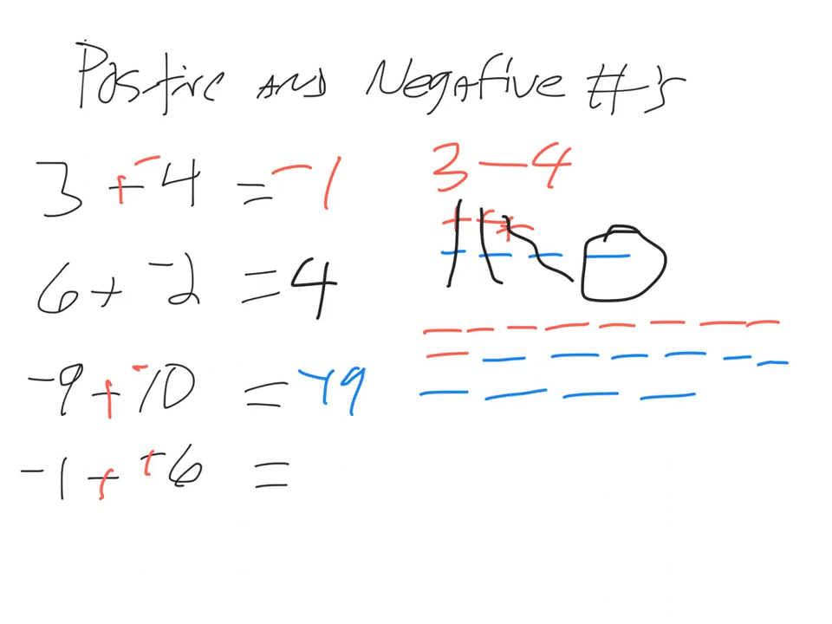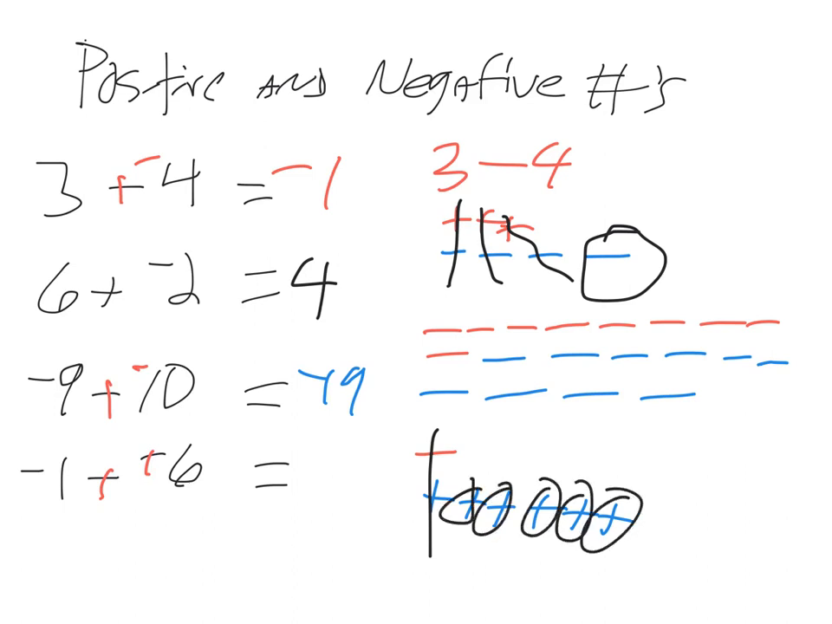Again, if you want a visual representation of that, that's 1 negative and then 6 positives: 1, 2, 3, 4, 5, 6. And then that negative cancels out that positive, and then you have 1, 2, 3, 4, 5, giving us an answer of 5, or a positive 5.